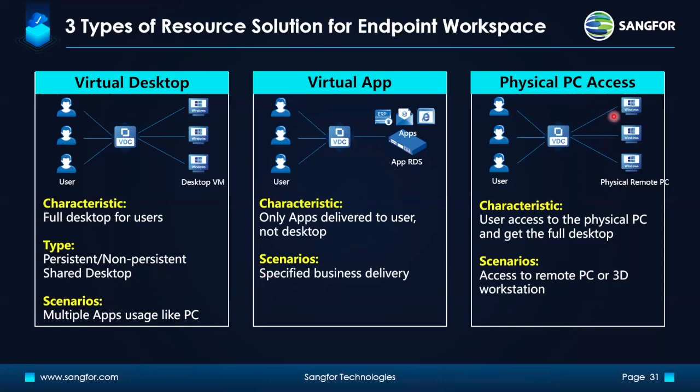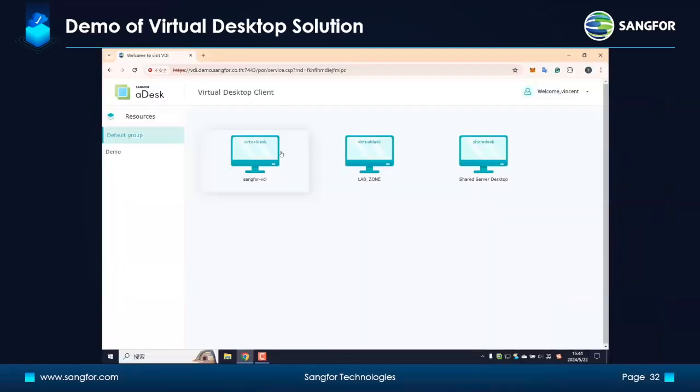Then there is physical access, which can be a physical PC or a 3D workstation that can be accessed by users. The user can access the physical PC to get the full desktop, like a remote desktop solution. There is a PC, and we can map that PC to a specific user, and they can work on that 3D PC or 3D environment.